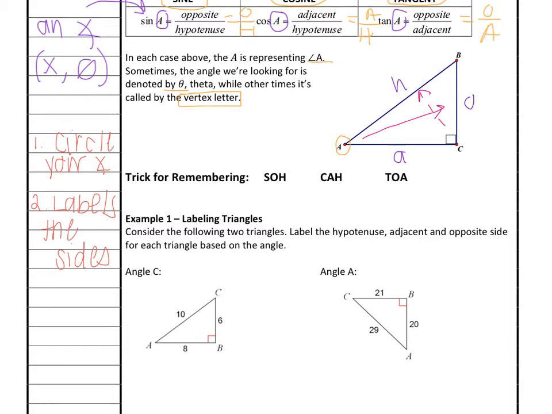So again, put yourself at that angle spot and say, okay, where's my opposite side? Go completely opposite from where you are. Then backtrack and say, okay, what's the hypotenuse? And then from there, whatever's left over is your adjacent side.